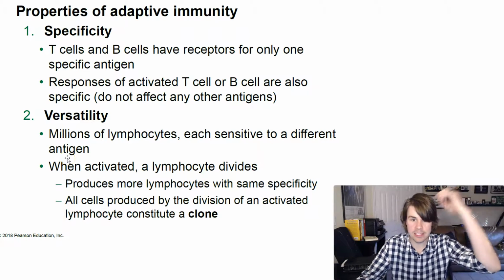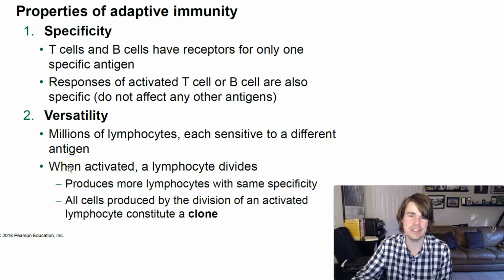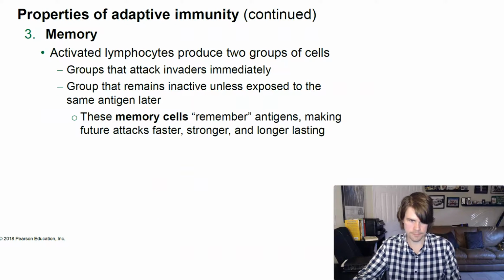Versatility. Millions of lymphocytes, each sensitive to a different antigen. You can see the millions of different combinations here. When activated, a lymphocyte divides, produces more lymphocytes with the same specificity. So all cells produced by the division of an activated lymphocyte constitute a clone.